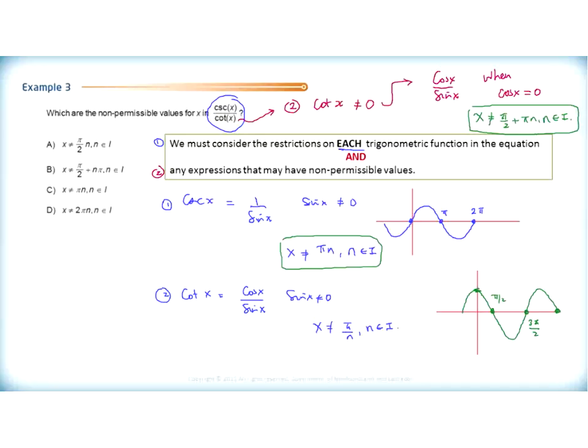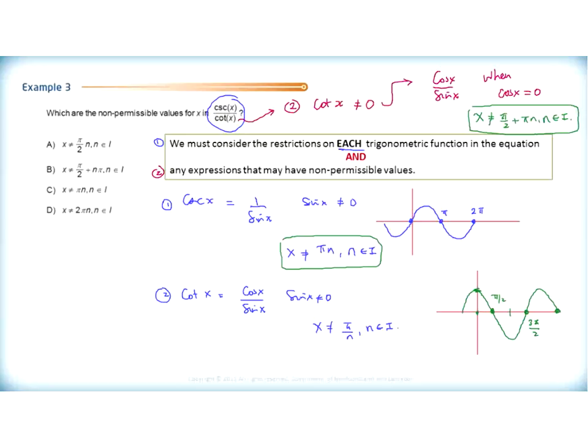It's simply pi over 2 plus 0 plus pi over 2n. That's all we need. Because 0 is an answer, pi over 2 is an answer, pi is an answer, 3 pi over 2 is an answer, 2 pi is an answer. All of these are inadmissible values.